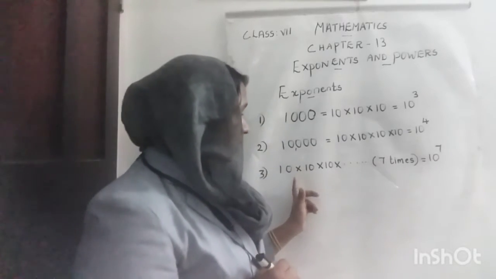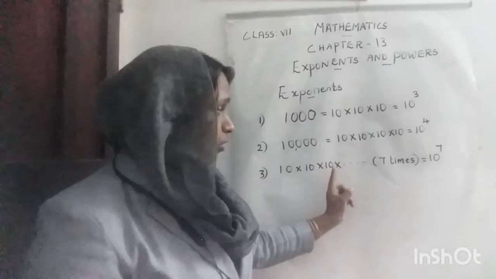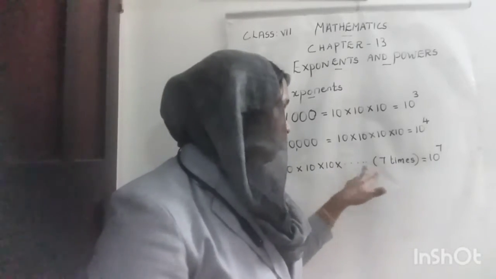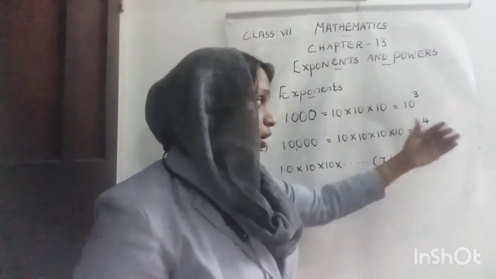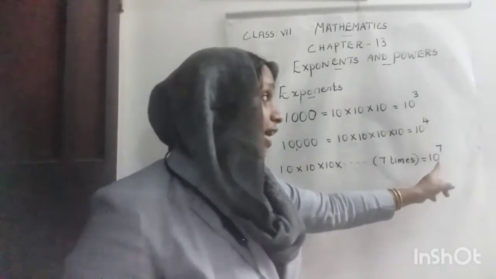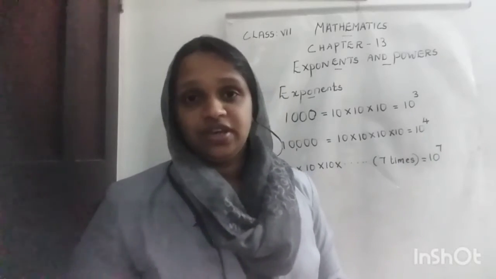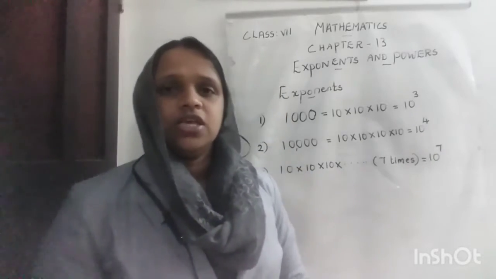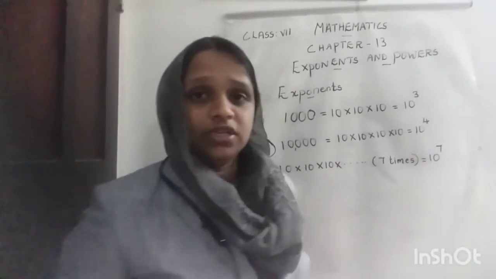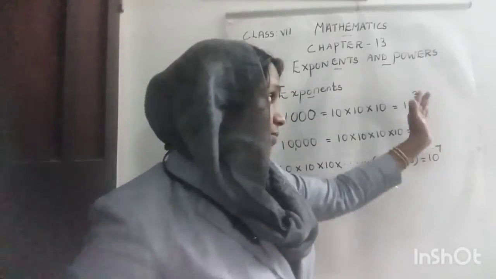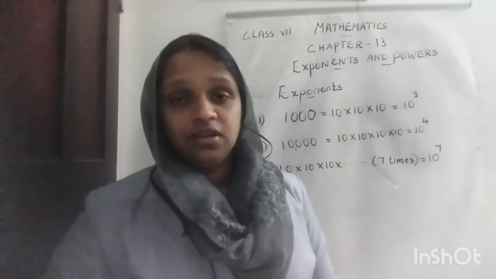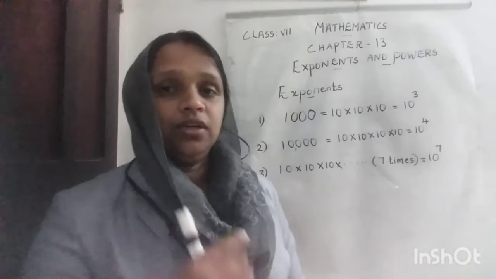Next, see this, 10 into 10 into 10 and so on, 7 times. If I want to write 10 seven times, in a simple way we can write 10 raised to 7. This type of numbers, represented like this, we call exponents.